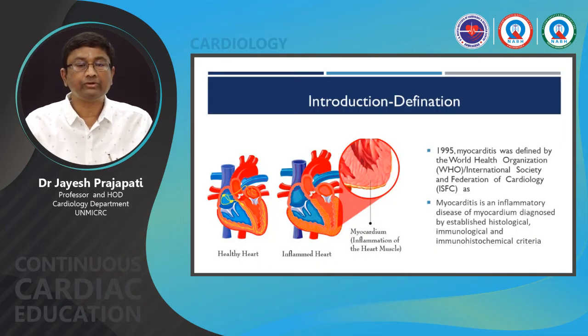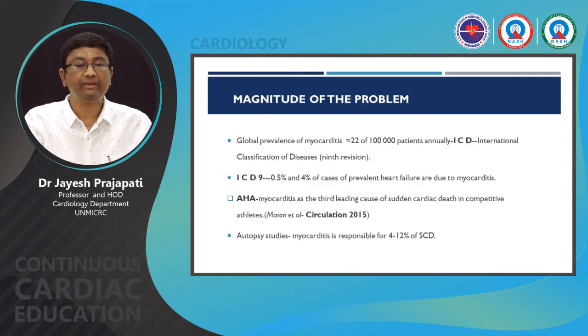So I'm going to give the definition of myocarditis. In 1995, myocarditis was defined by WHO and the International Society and Federation of Cardiology as an inflammatory disease of the myocardium diagnosed by established histological, immunological and immunohistochemical criteria. A healthy heart contains normal myocardium, while an inflamed heart is a little swollen. After the inflammation, myocardial scarring occurs, and it can lead to scarring and thinning of the myocardium. So we should understand the magnitude of the problem.